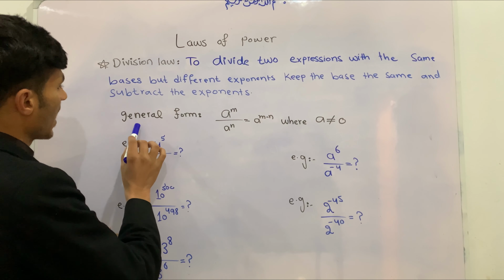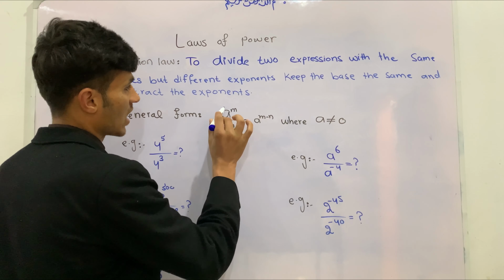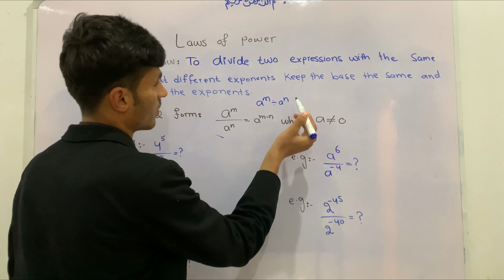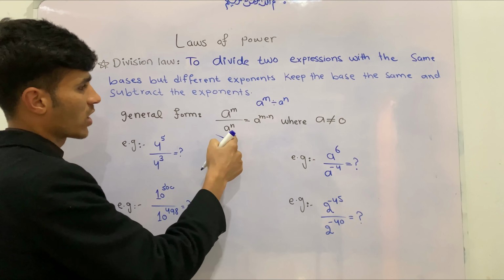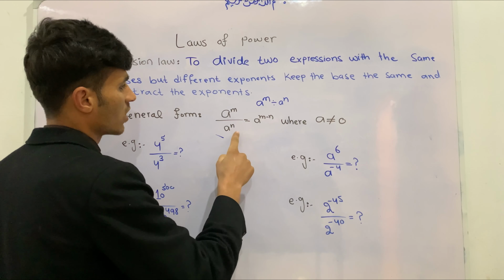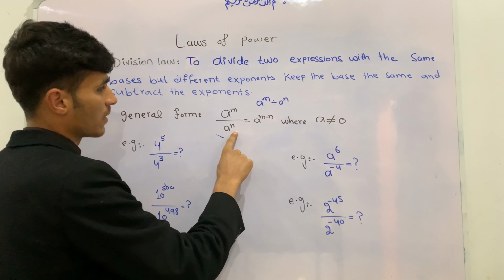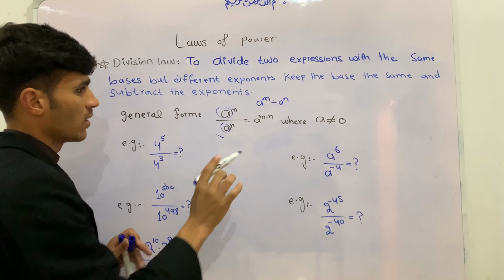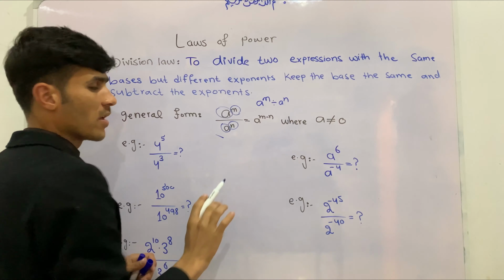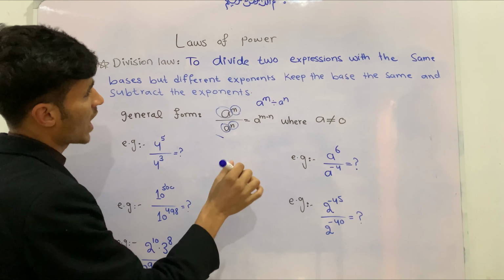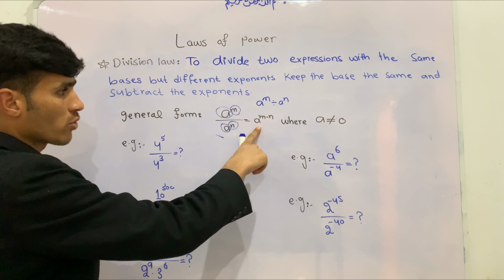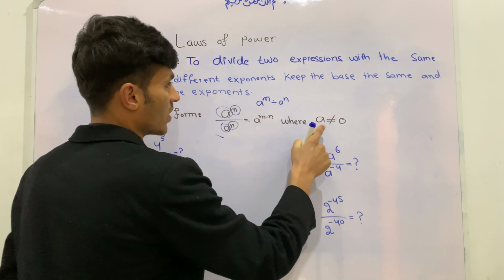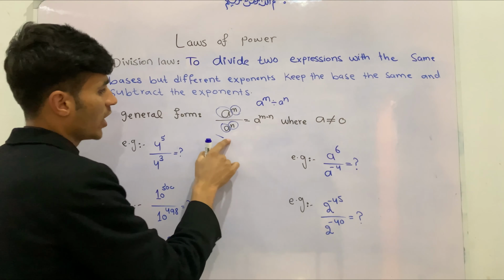The general form is written as a to the power m divided by a to the power n. They are totally the same; we just have different symbols for showing division. So a to the power m over a to the power n. If we look at the bases, a is of course the same, and the exponents are different. So what you have to do is keep the same base, which is a, and subtract the exponents from each other: a to the power m minus n, where a should not equal 0.